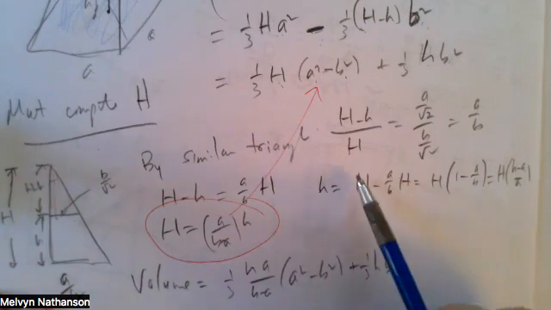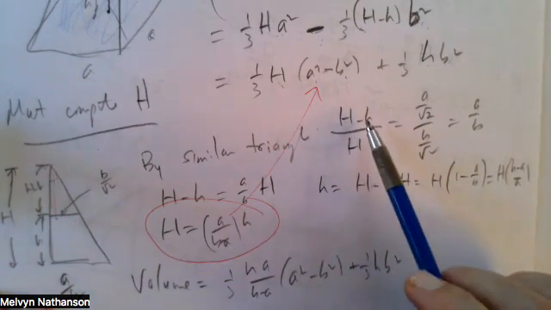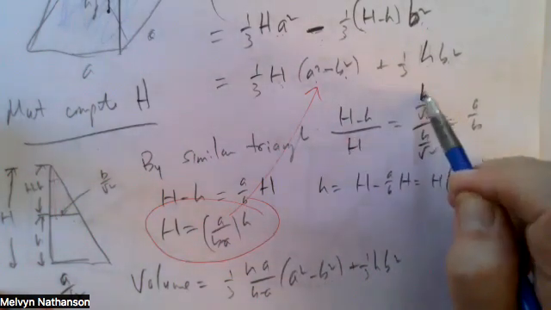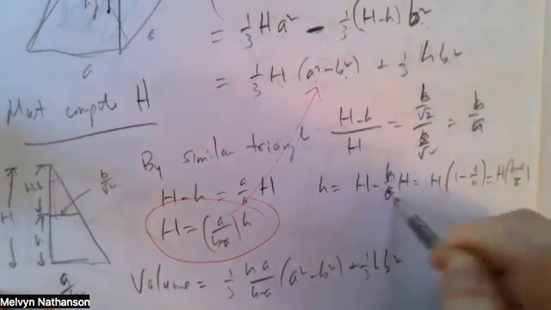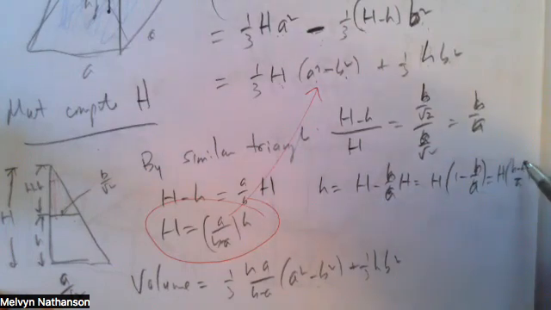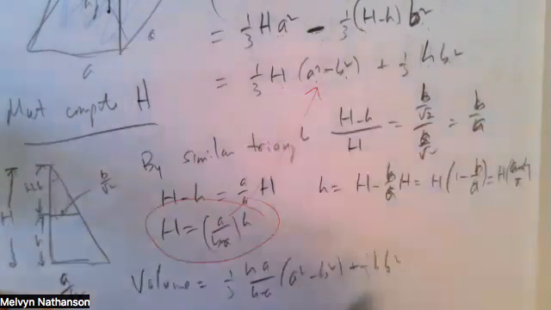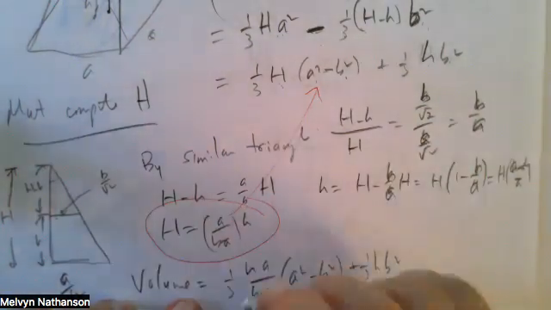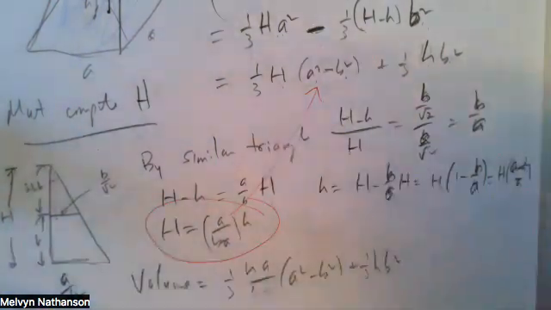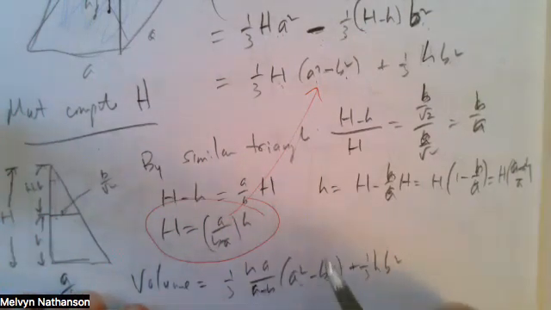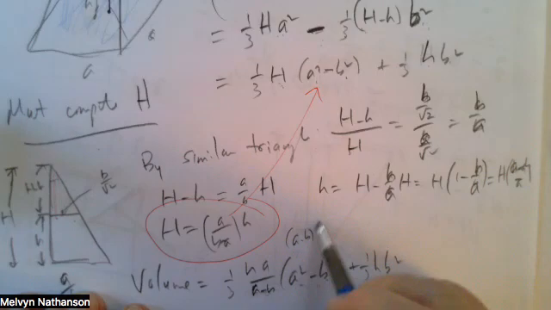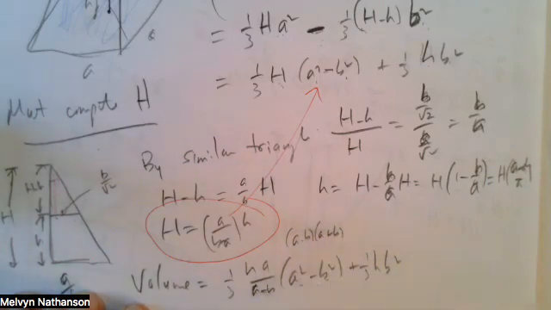This is the short, this is B over root 2 over A over root 2. So this is B over A. So that's A minus B over A. So the reciprocal, this is A minus B. And A squared minus B squared is A minus B times A plus B.